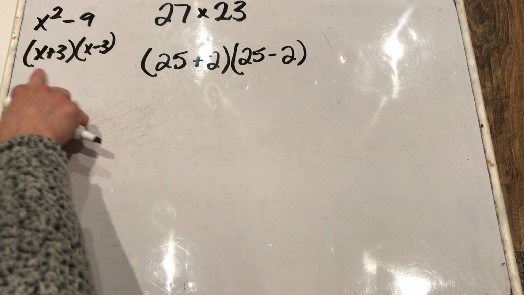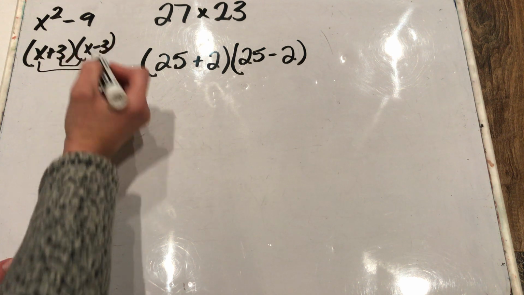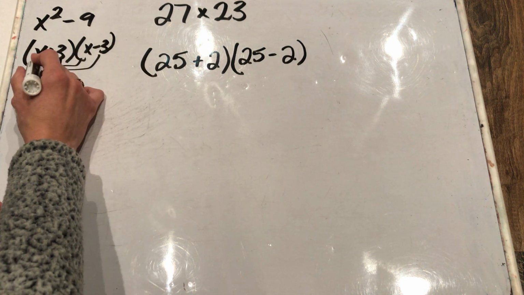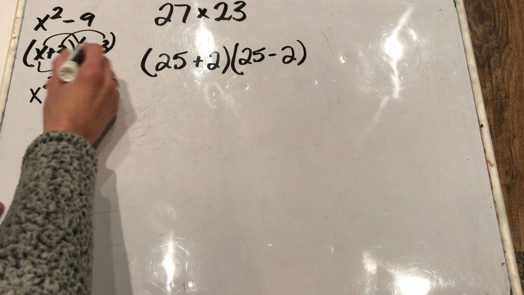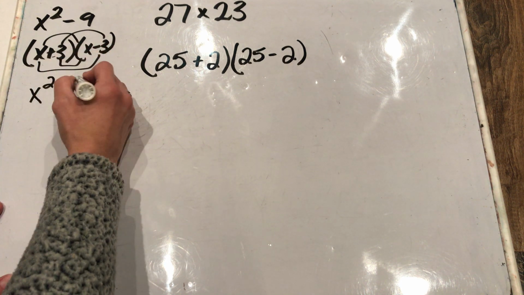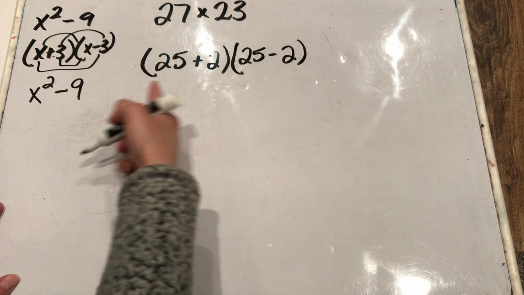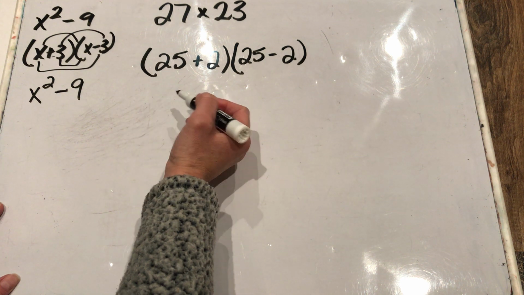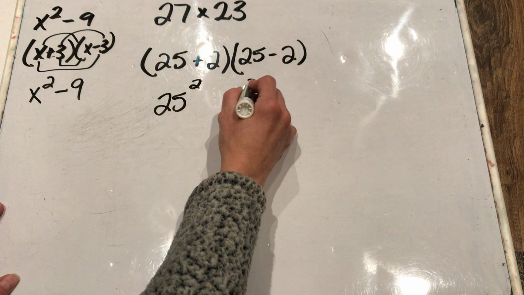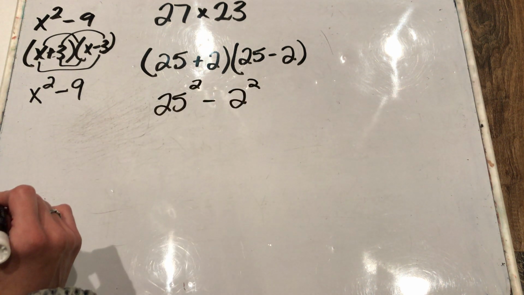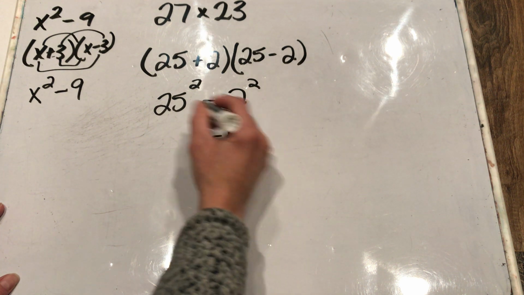So when we multiply this together, we can leave out the outside and the inside terms because they cancel each other, and we just have to multiply the first and the last terms. So the x squared, and then it's a minus, and 3 times 3 is 9. So we square the first term, we square the last term, and that's what we get. So right here, this problem would be squaring the 25 and squaring the 2 and subtracting. Now, 2 we know how to do. 2 squared is 4. And then 25 squared.